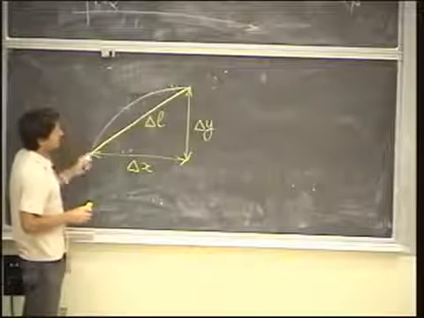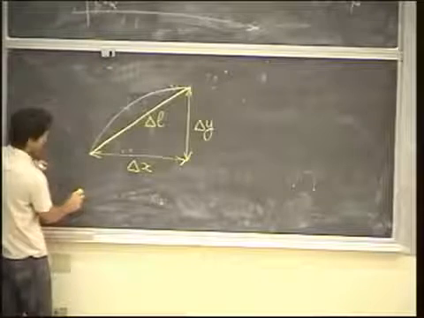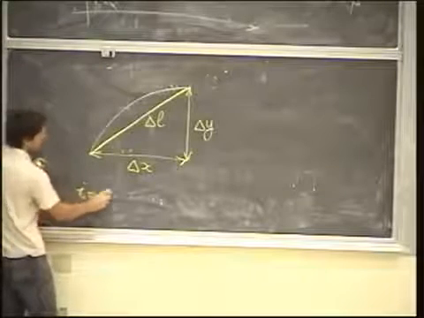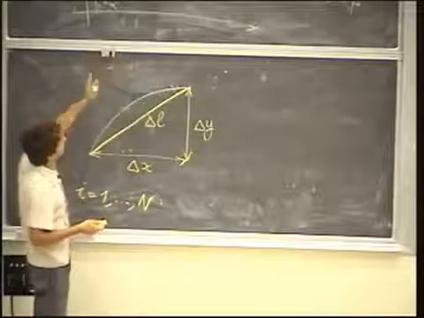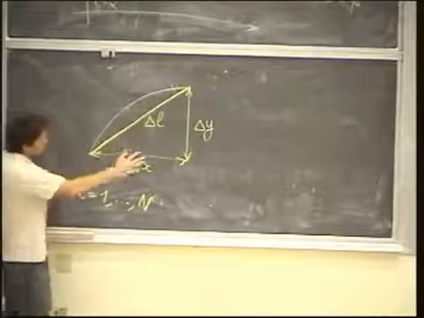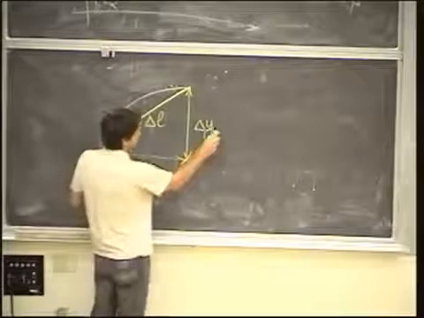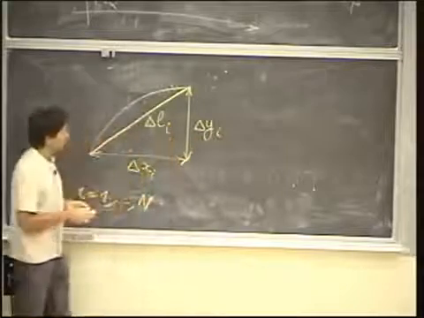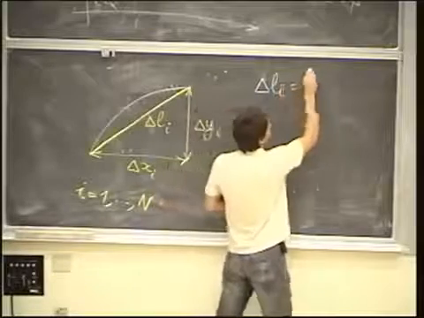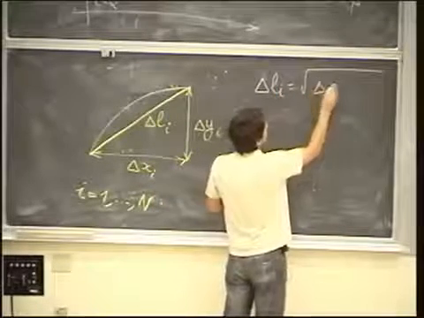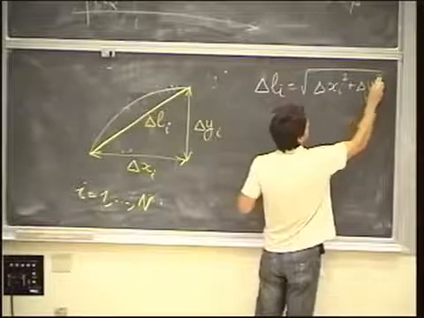Now, I want to say that this is for a particular segment. And let's say the segments will be numbered from 1 to n, where n is some large number, say 1,000. Well, in this picture, it's about 10 or so. But you want to break it into many pieces. So this would be really delta x_i and delta y_i and delta L_i. And delta L_i you find by the Pythagorean theorem to be the square root of delta x_i squared plus delta y_i squared.